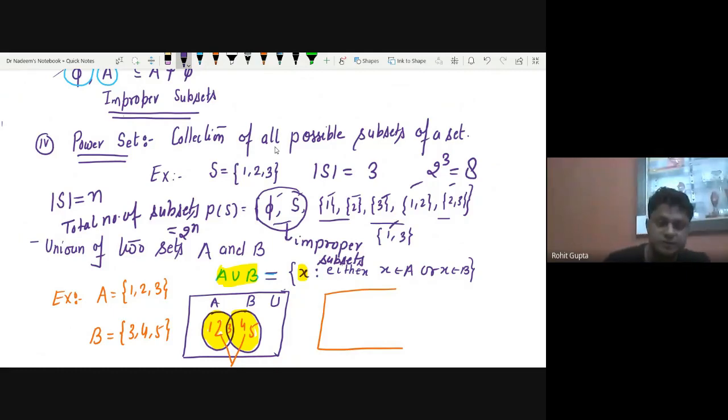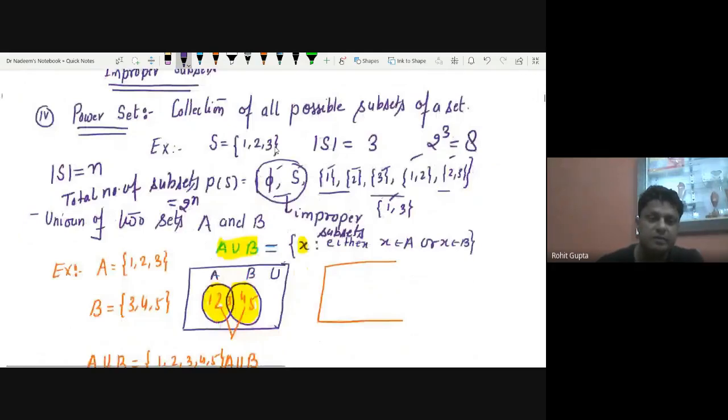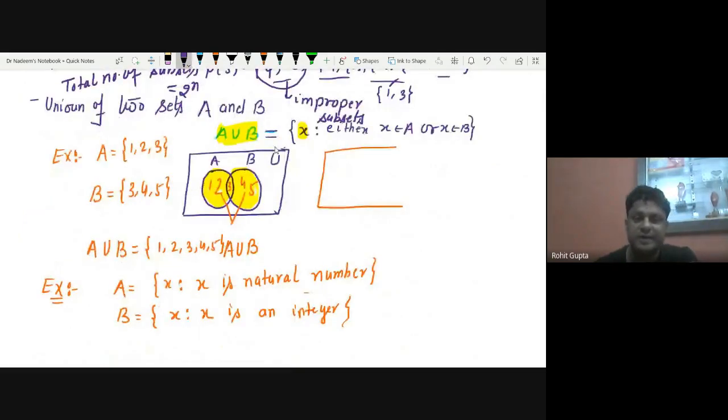Now we talk about the union of two sets, A and B. A union B contains the elements of type X such that either X belongs to A or X belongs to B. For example, if we have the set A equals 1, 2, 3, and set B has the elements 3, 4, 5, then A union B is 1, 2, 3, 4, 5.